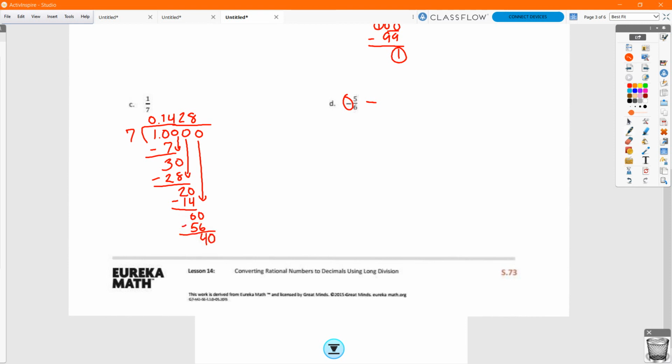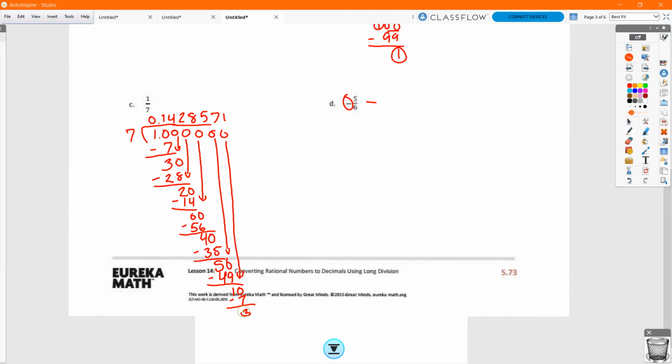We add a 0. 7 can go into 40 5 times. 5 times 7 is 35. We subtract, we get 5. Add a 0 and shoot it down. 7 can go into 50 7 times. 7 times 7 is 49. We subtract, we get 1. Add a 0, bring it down. 7 can go into 10 1 time. 1 times 7 is 7.